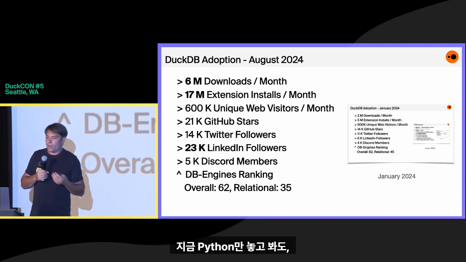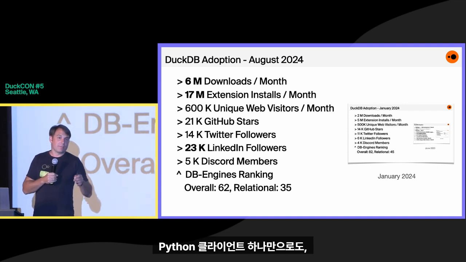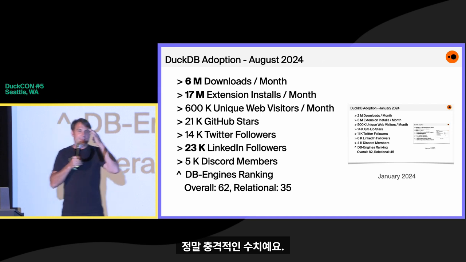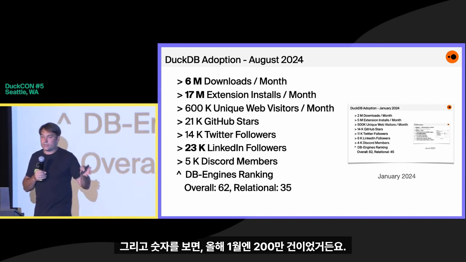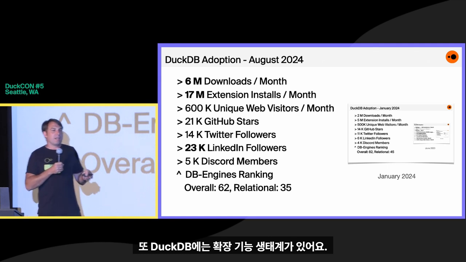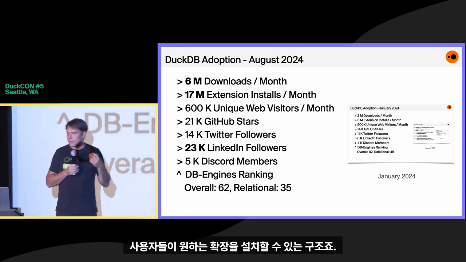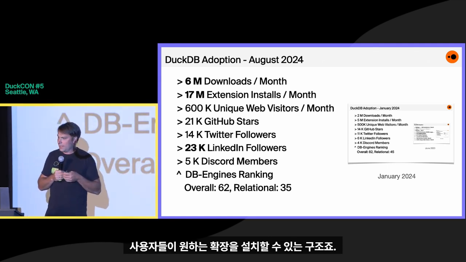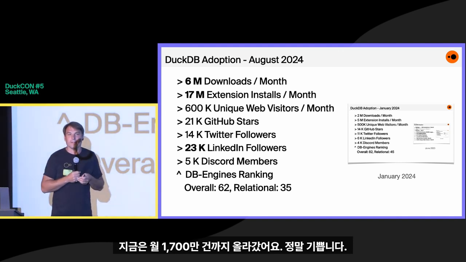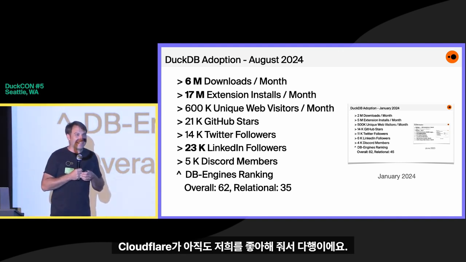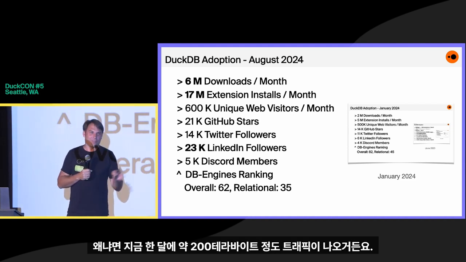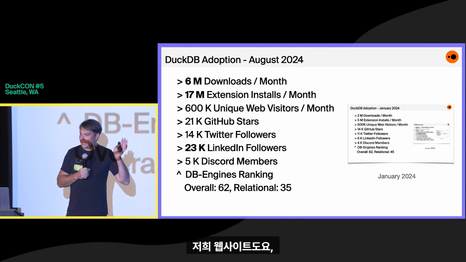Just with the Python client, we're now above 6 million downloads per month. This is totally mind-blowing, and if you look at the numbers from January this year, it was 2 million then. Then DuckDB has this extension ecosystem where people can install extensions, and that used to be 5 million per month, and is now 17 million per month. We are very happy that Cloudflare still likes us, because it's on the order of 200 terabytes a month or so at the moment.